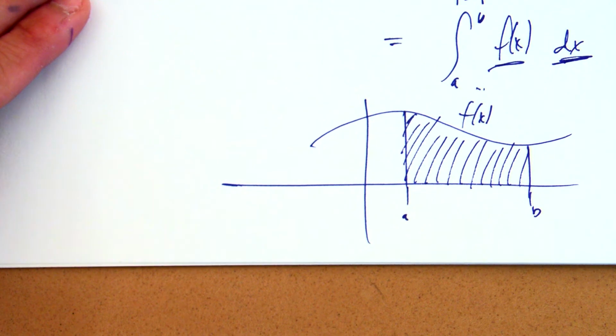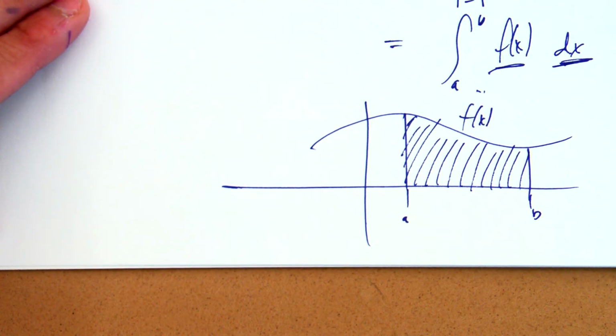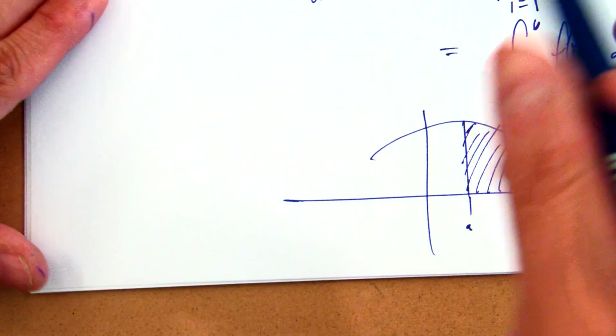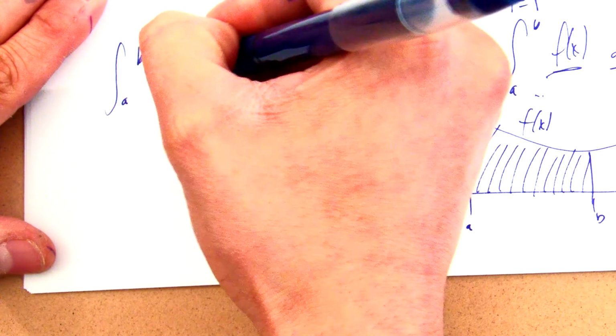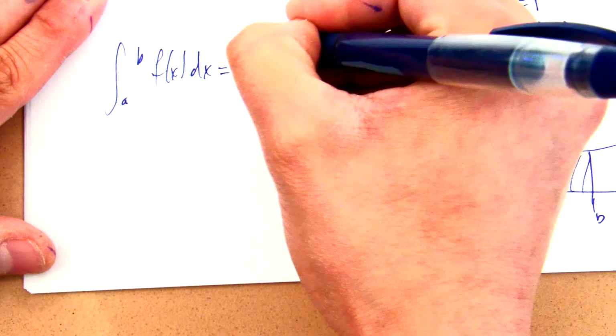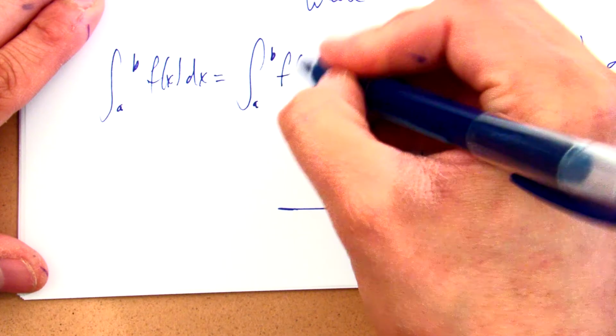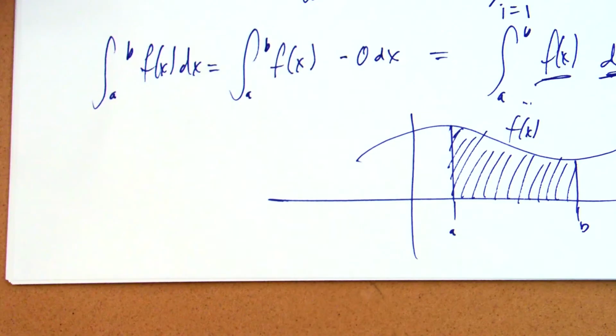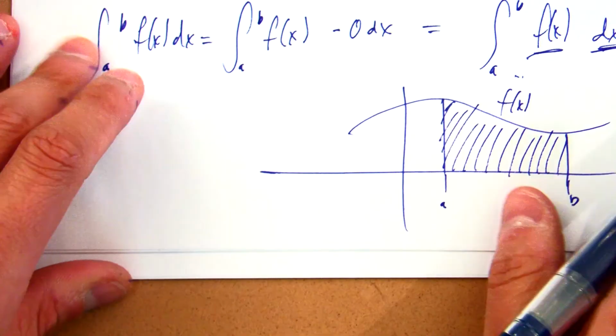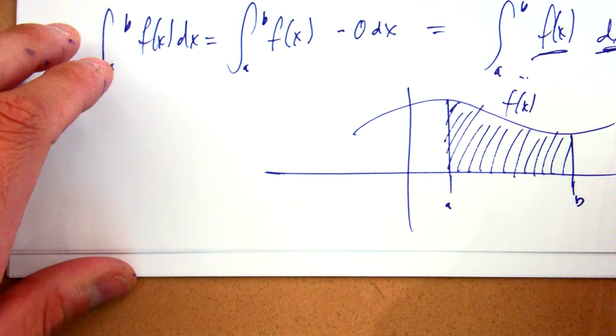And you might think, okay, well, how does this connect? Well, if you think about it, do you agree here that this is the same thing as this? Yeah? I'm just subtracting 0. Does that do anything? No, right? Why would I do that?